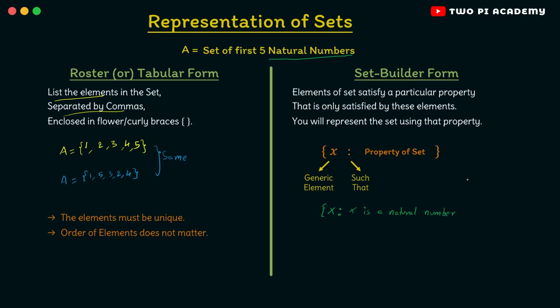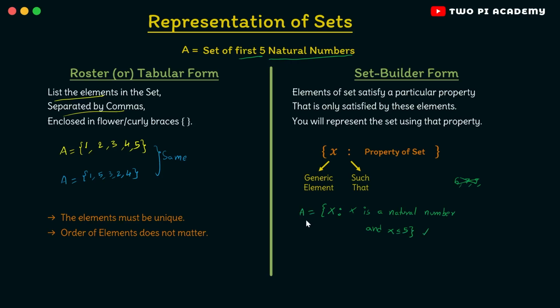But if you write just that, it means that elements such as 6, 7, 9 will also be in the set. But here, you need to only specify the first 5 natural numbers. All these should not be in the set. To do that, you will add another property by writing and x is less than or equal to 5. And this is the set builder form representation of our given set capital A.